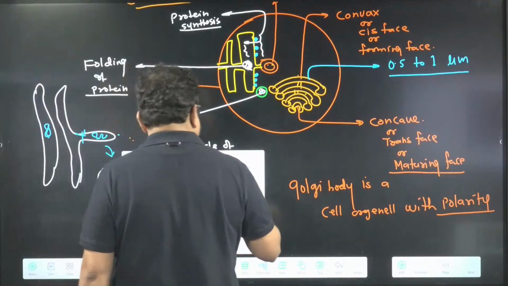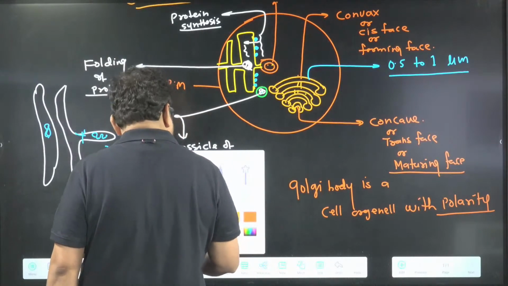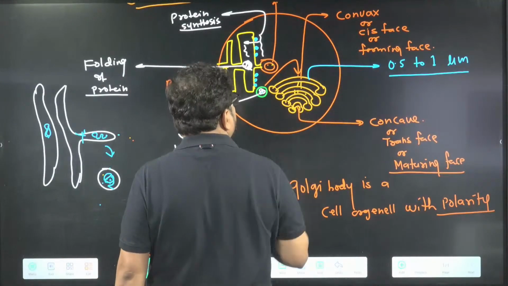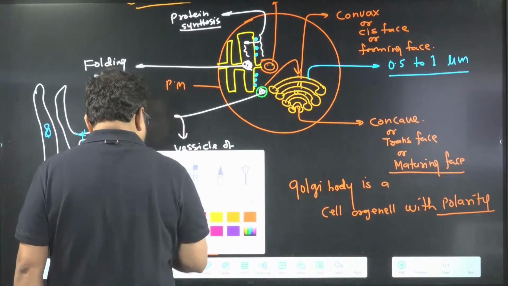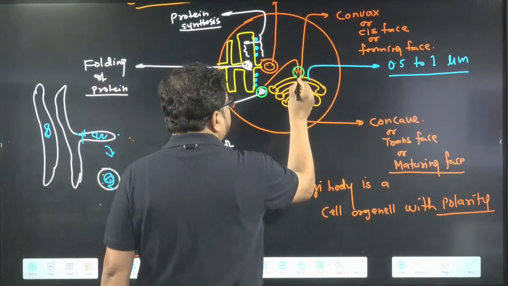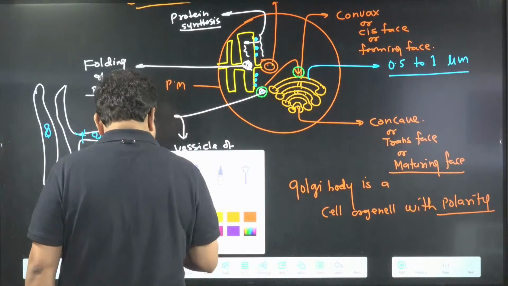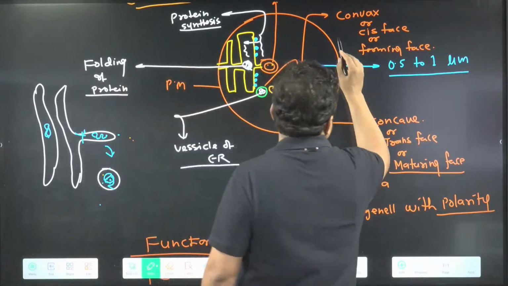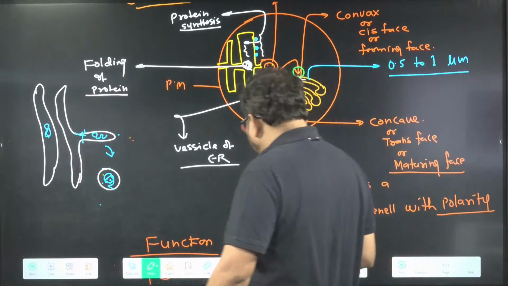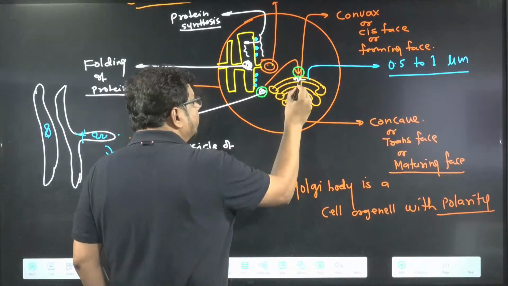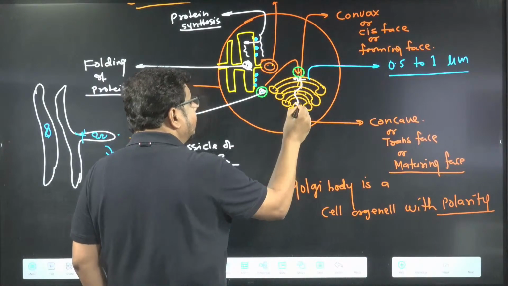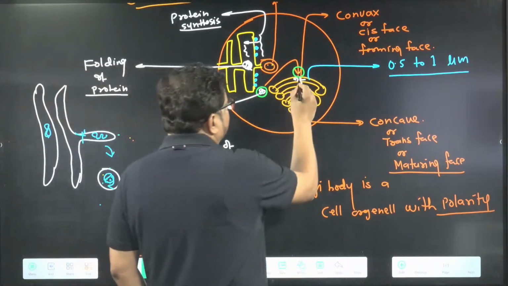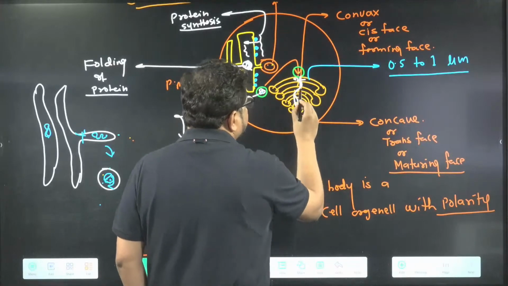Now what happened to the vesicle of ER? Try to understand, these vesicles of ER fuse with which phase? Cis phase. These vesicles of ER fuse with the cis phase of Golgi complex, and they release the protein into the cis phase. It is the cis phase, na? It is the forming phase. Now these proteins move from cis phase toward trans phase. This protein is moving from cis phase to trans phase.